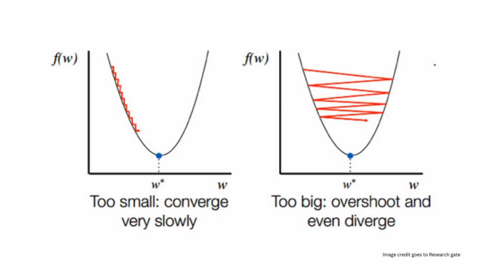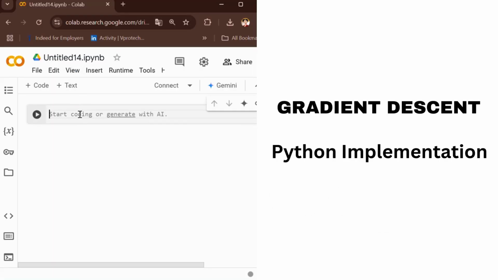Here, let's see what this looks like visually. See how the step size affects convergence speed and stability. Now, coding gradient descent. Now let's implement gradient descent in Python using simple linear regression. Don't worry if you're new to coding, follow along and I'll explain each step.